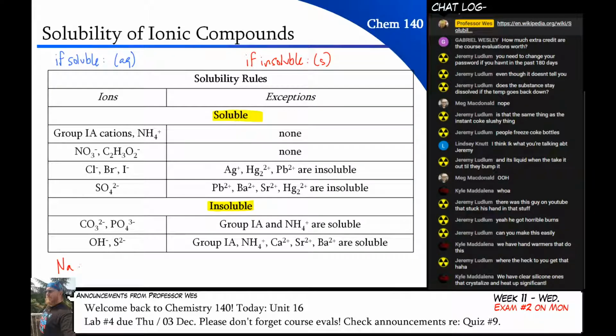sodium fluoride. So I would look up in the chart. Okay, where are any of these ions? I would look for sodium, which is this, and I'd look for fluoride, which is that. I don't see fluoride anywhere in here, but I do see sodium, which is a group 1A cation. Group 1A cations are soluble. There are no exceptions. So everything paired with sodium would be soluble.